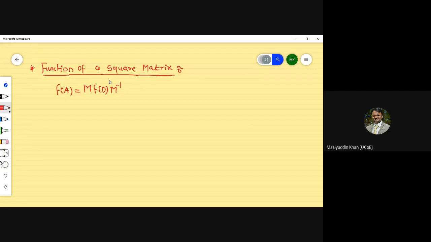So f of A is equal to M into f of D into M inverse. This is function of square matrix. So we have to solve the problems on the basis of this concept, and we have to tackle the numerical. So one by one, find first question.